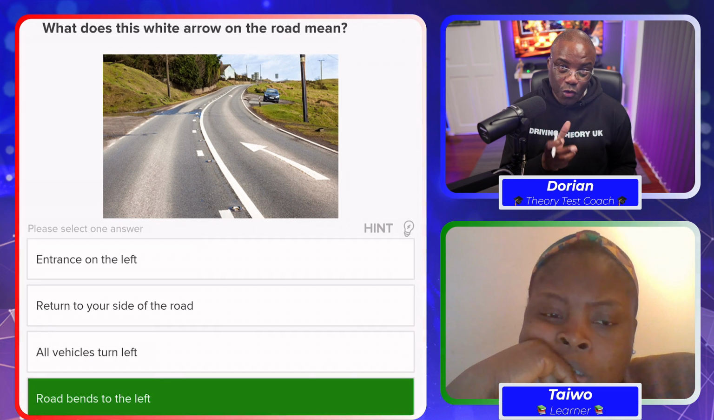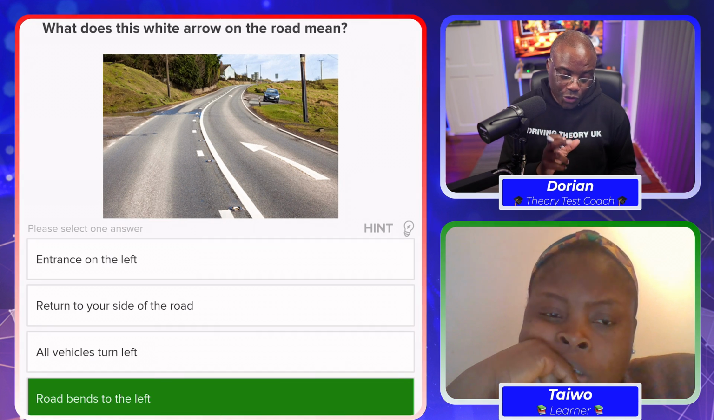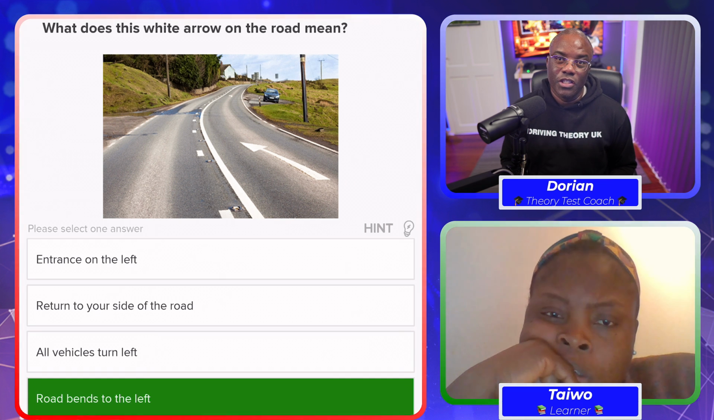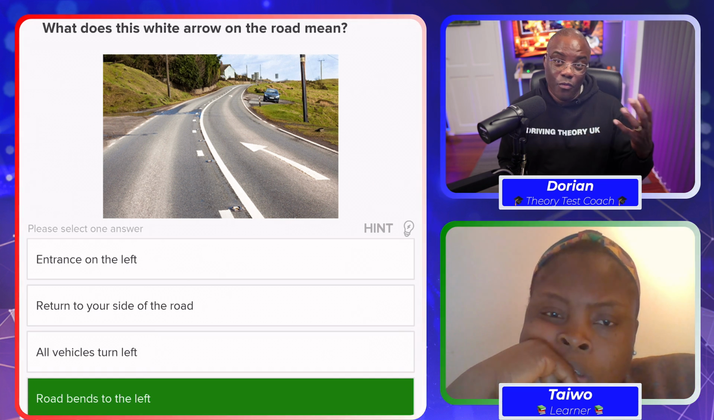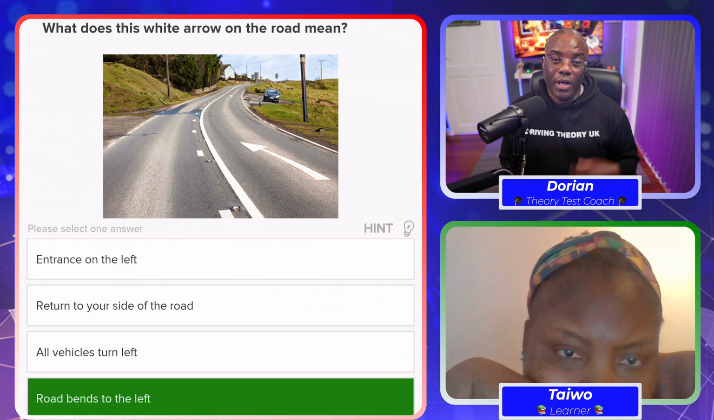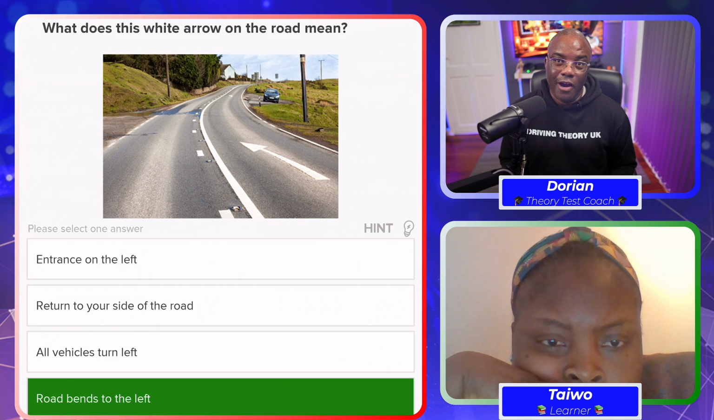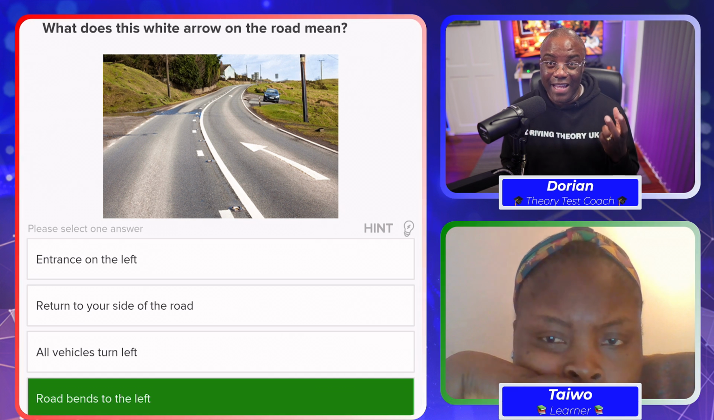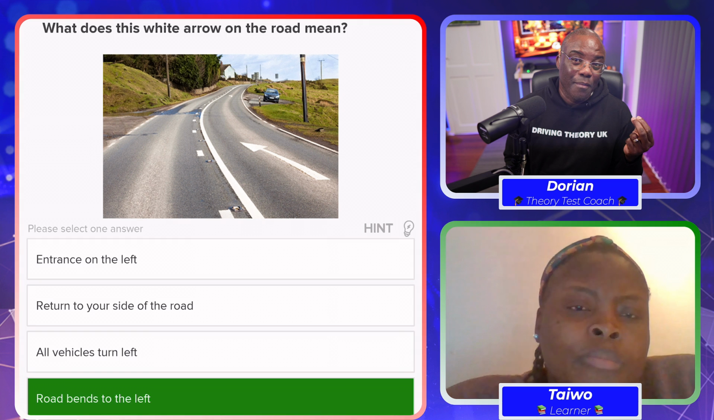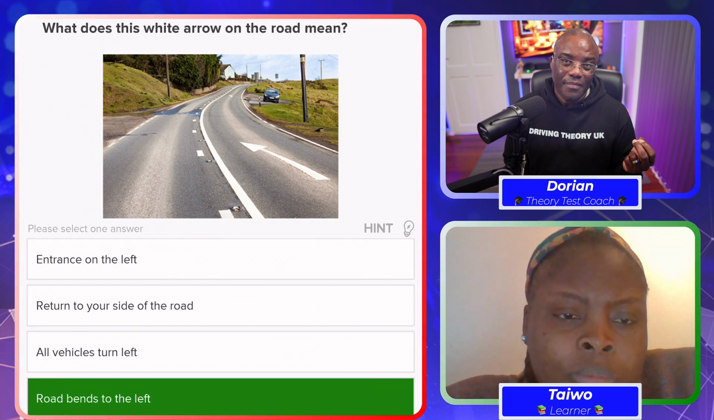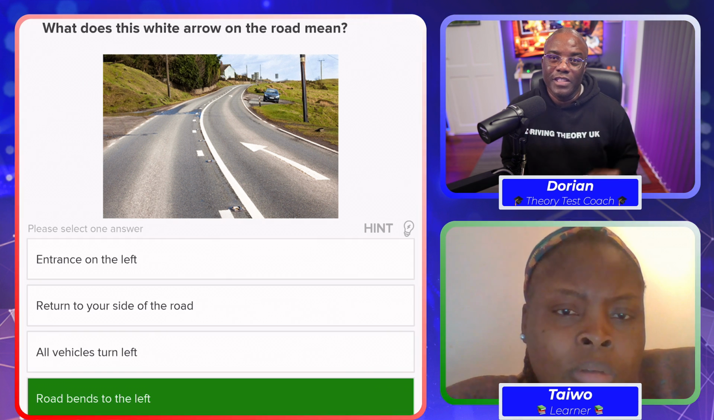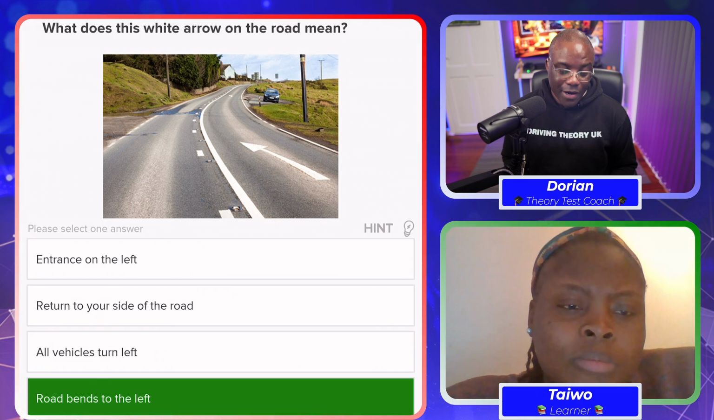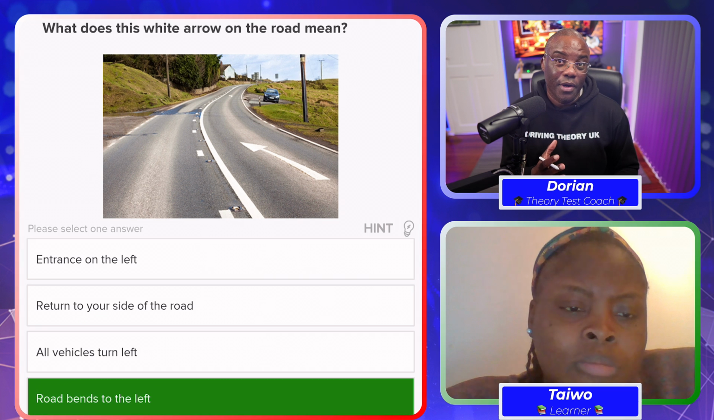But before you picked the answer, you were between the entrance on the left and returning to your side of the road. So again, when you watch this back, if you look at what you were umming and ahing about, my advice: are you understanding it or are you trying to memorize it? It's from the driver's point of view. You don't need to be warned about an entrance on the left, really. So the arrow is return to your side of the road.